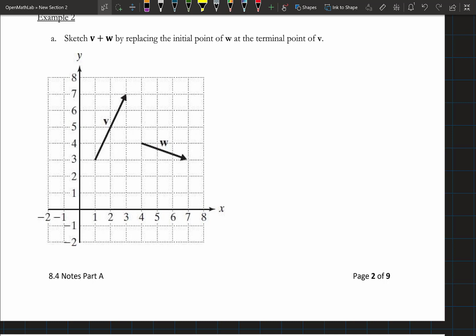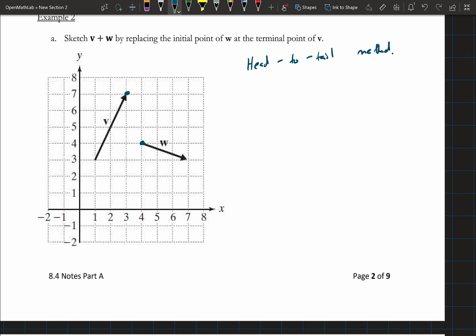So example 2, we're given this diagram of vectors v and w, and we're asked to sketch v plus w by placing the initial point of w at the terminal point of v. So I want to basically take w and take this point and put it up here and redraw it that way. This is referred to as the head to tail method of adding two vectors together.